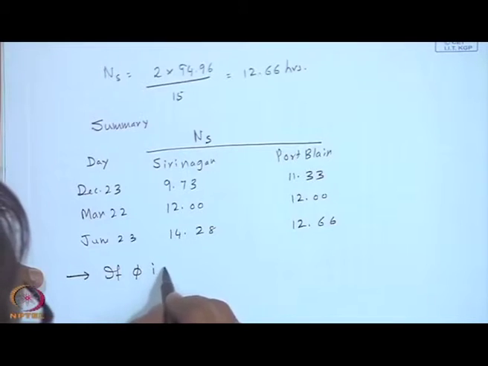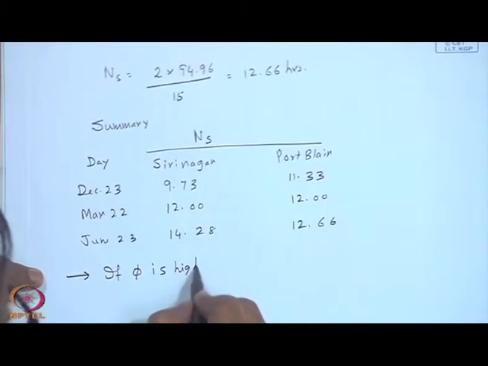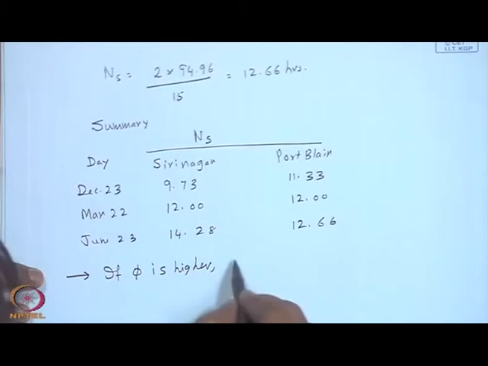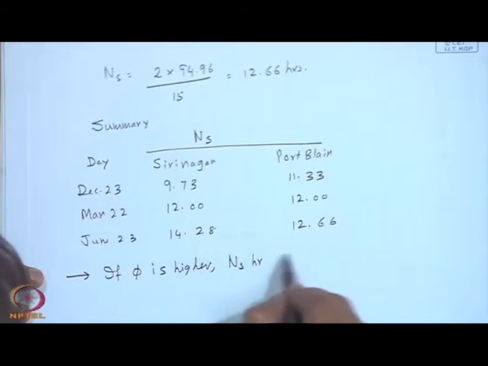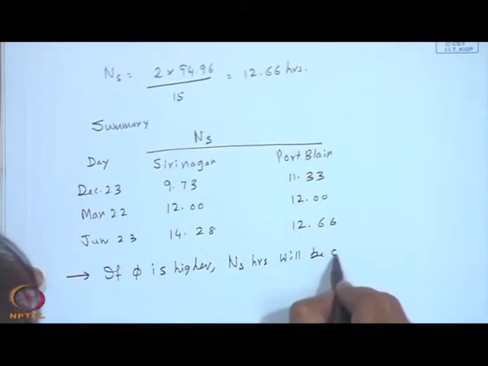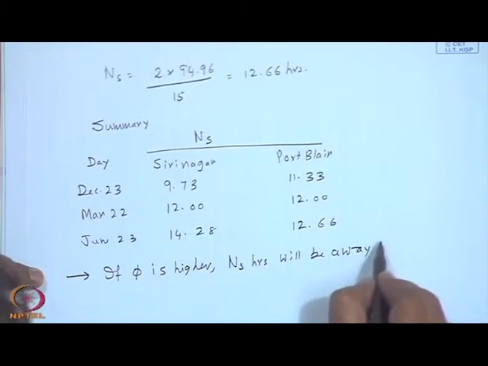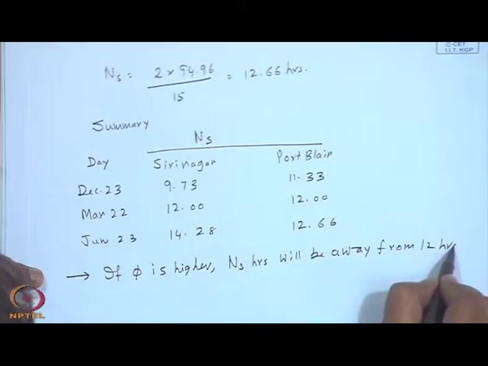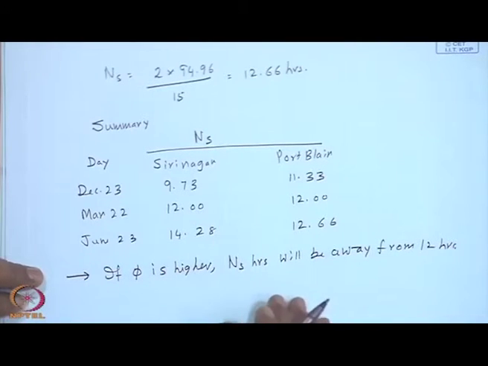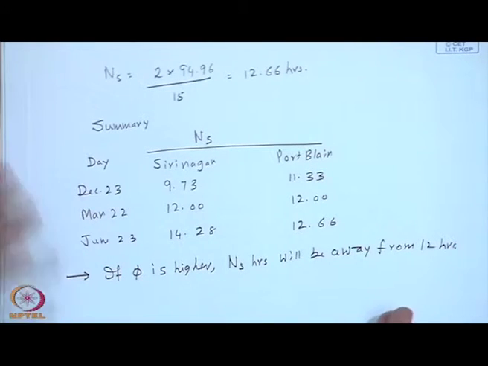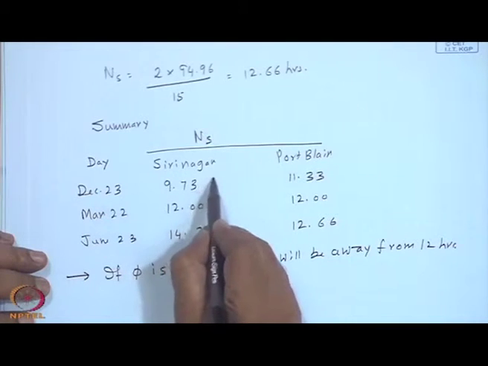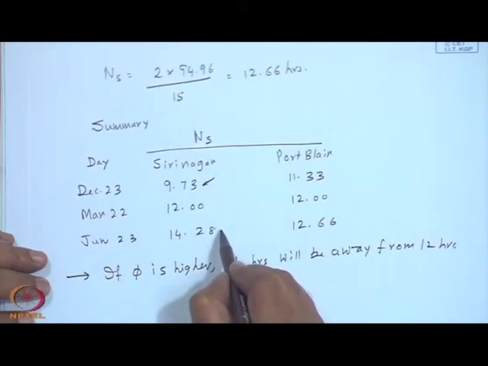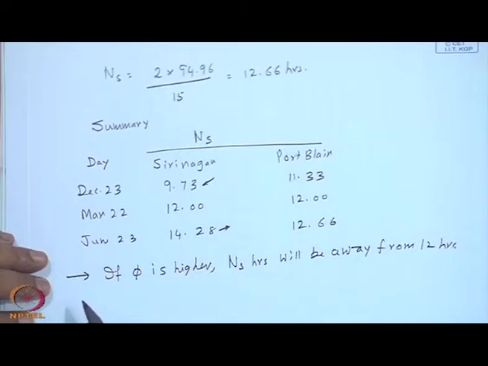if the latitude phi is higher, the number of sunshine hours will be away from 12 hours. When I say it is away, it can be high, it can be low. For example, December it is lower and for June it is higher, right.